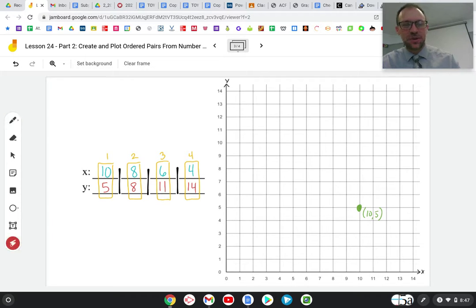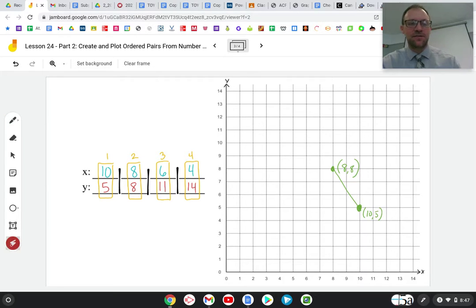Let's figure it out. Our next ordered pair here is 8, 8. So let's go over to 8 on the x-axis and up to 8 on the y-axis. There it is. We're going to call that point 8, 8. And look at that. If we start to connect these points, we see that this line is going to slope up and to the left.